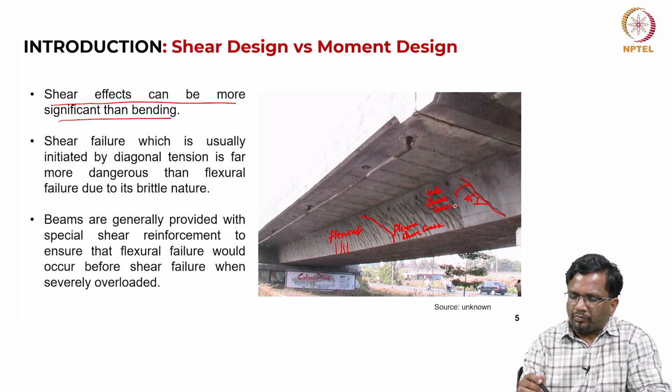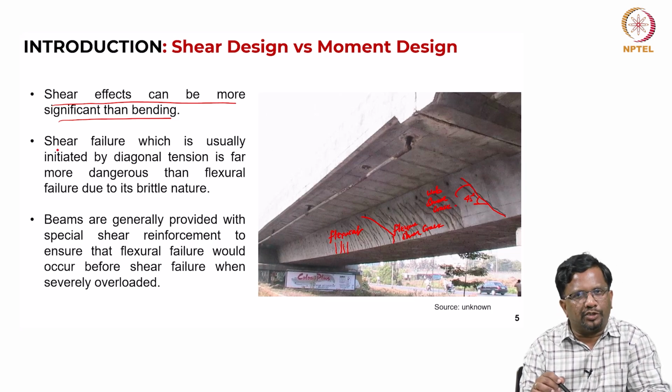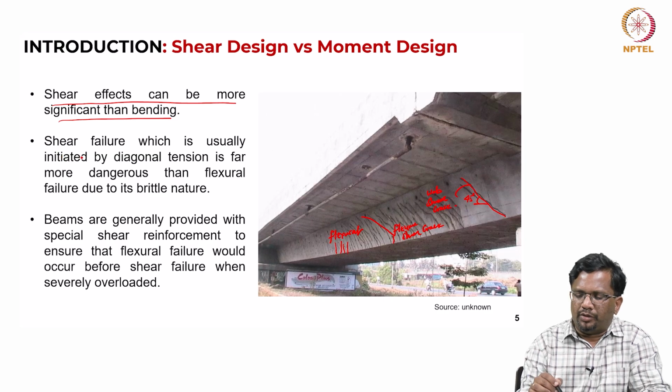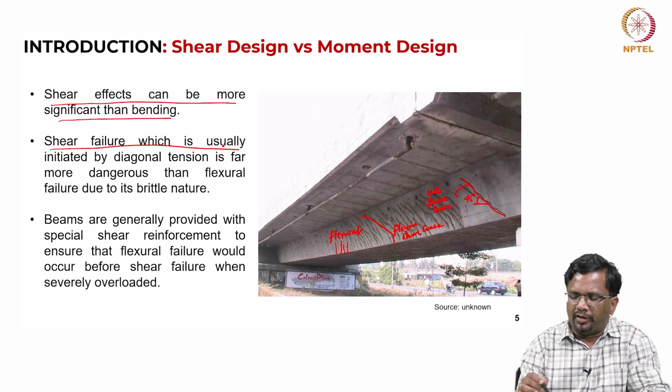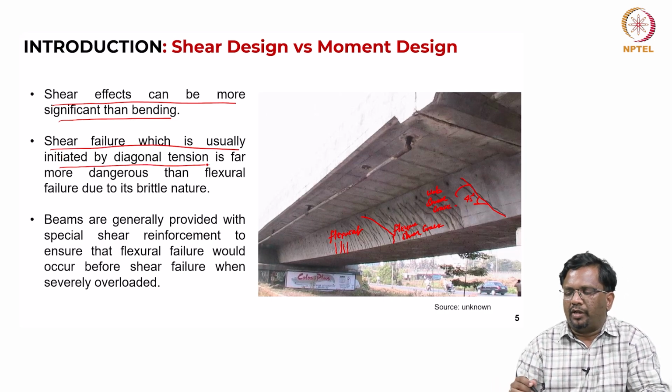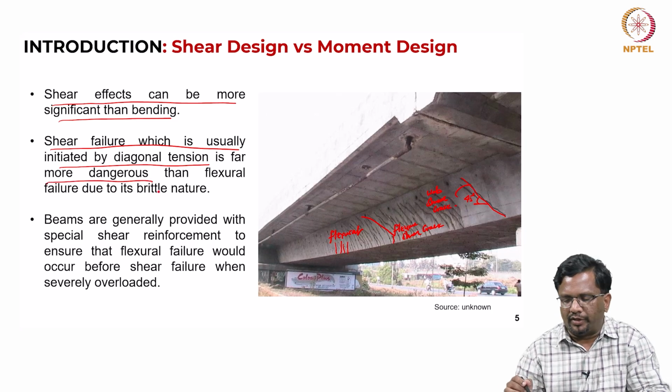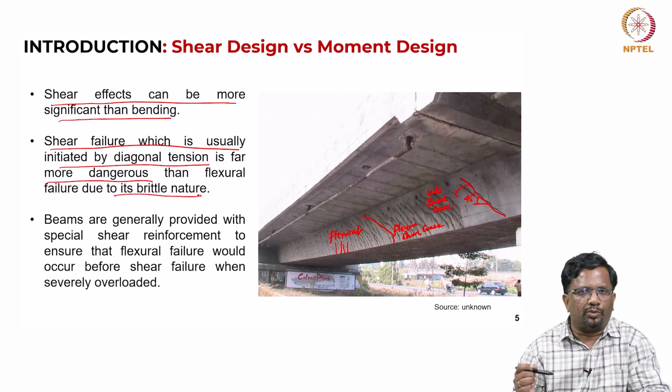Typically, when the beam tries to fail in shear, usually it is initiated by the diagonal tension, which is actually far more dangerous than the flexural failure due to its brittle nature. So, what is the meaning of that?